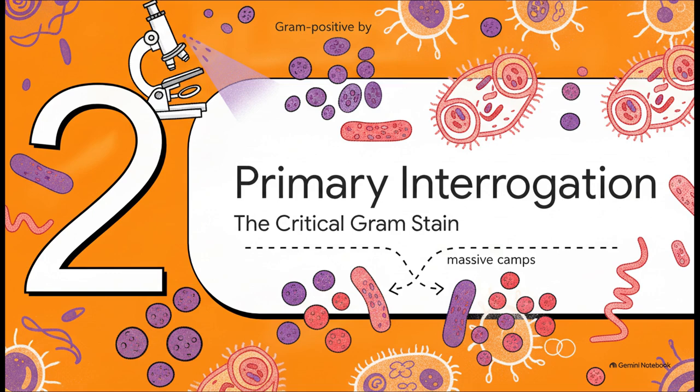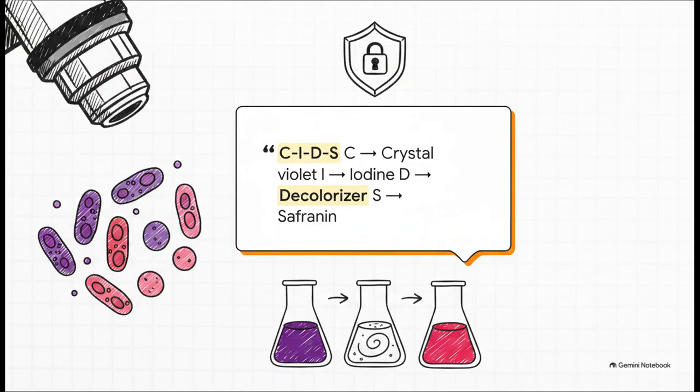Moving on to Section 2, the primary interrogation, the critical Gram stain. This is where things get really interesting because this differential staining technique divides bacteria into two massive camps based entirely on their cell wall structure. If you want to think like a microbiologist, you need to lock this memory trick into your brain. It's an absolute cheat code.